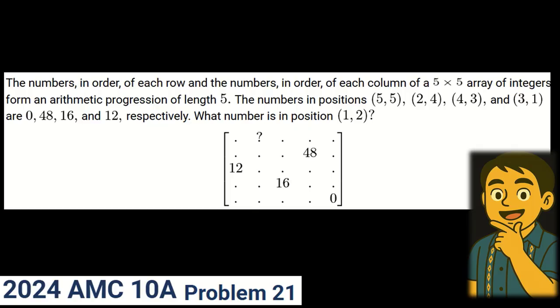The numbers in order of each row and the numbers in order of each column of a 5 by 5 array of integers form an arithmetic progression of length 5. The numbers in the positions (5,5), (2,4), (4,4), and (3,1) are 0, 48, 16, and 12 respectively. What is the number in the position (1,2)? This question is from 2024 AMC 10A, problem 21.